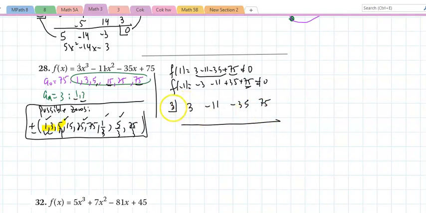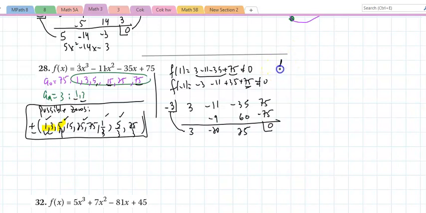Try negative 3. Does that work? 3 times negative 3 is negative 9. That's negative 20. Negative 3 times negative 20 is 60. 60 minus 35 is 25. And negative 3 times 25 is negative 75. And what do you know? I got it.